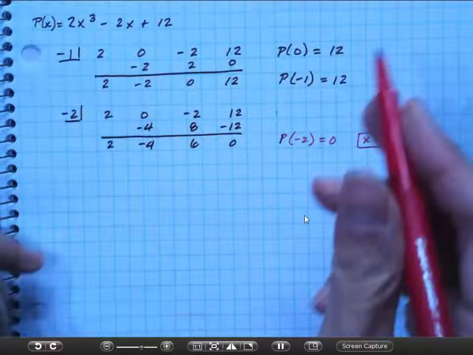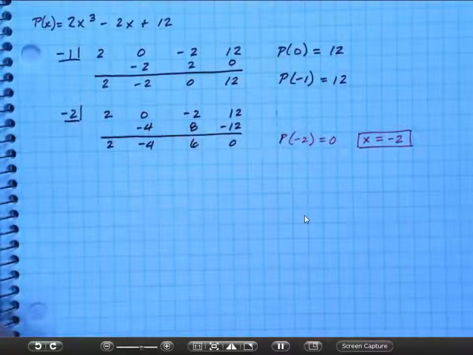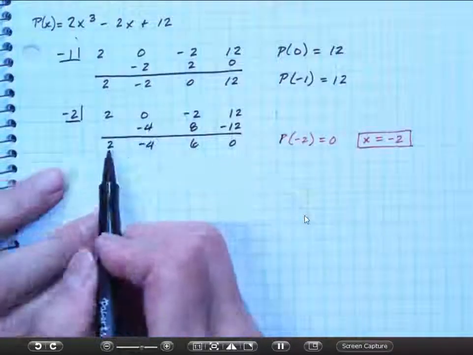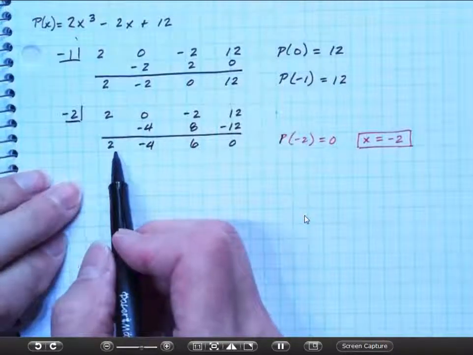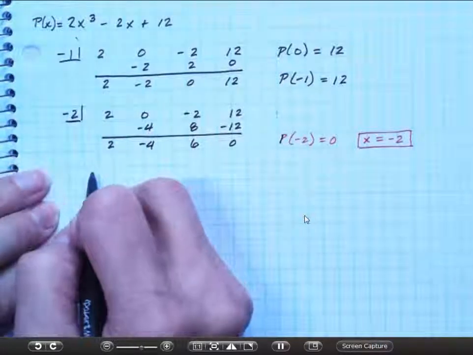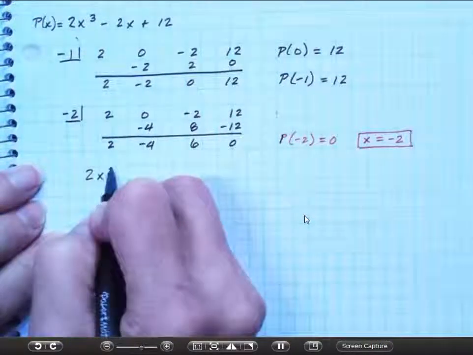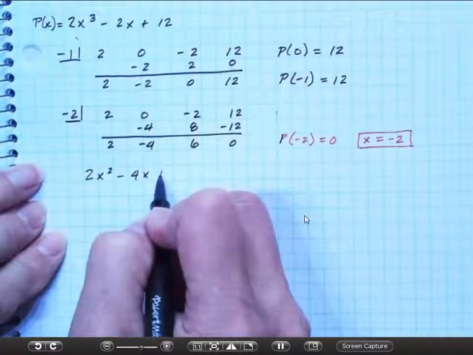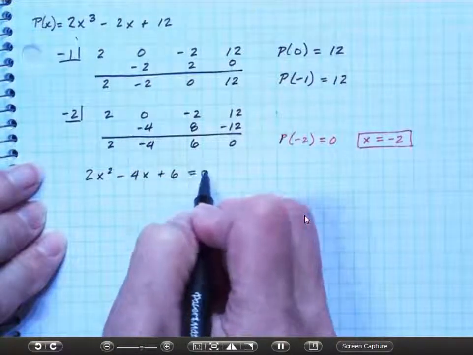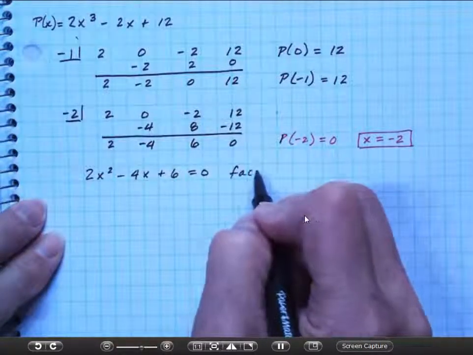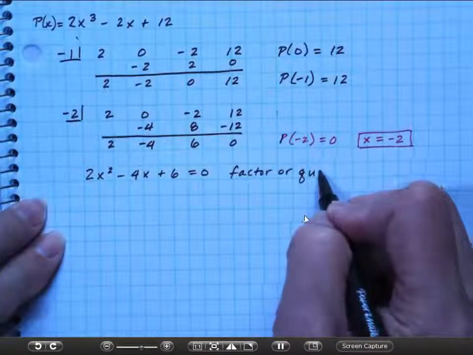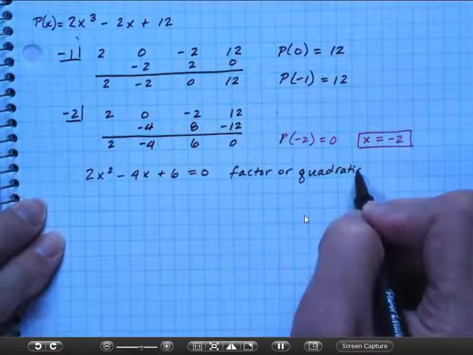The reason I used my reduced polynomial was so that when I got done doing my synthetic division, I am now down to a second degree polynomial. So this becomes 2x squared minus 4x plus 6. And now, if it's a second degree polynomial, I can either factor or I can use the quadratic formula. You always want to try to factor if you can. It's a little bit faster than the quadratic formula.